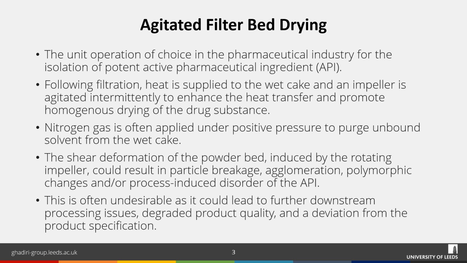Dry nitrogen gas is often applied under positive pressure to push out any unbound solvent from the wet cake. The shear deformation happening during this process could actually result in particle breakage, agglomerations, polymorphic changes, and also some process-induced disorder of the API. This is often very undesirable as it could lead to further downstream processing issues such as degraded product qualities and deviations from the product specification.